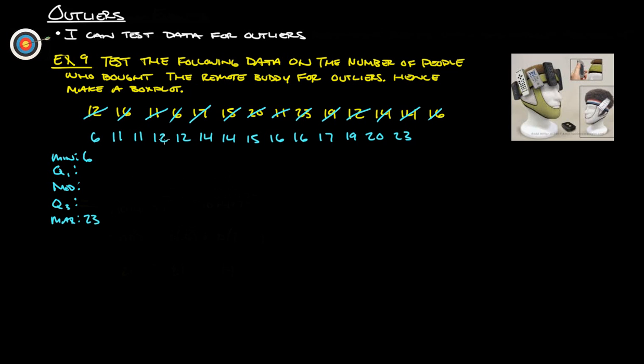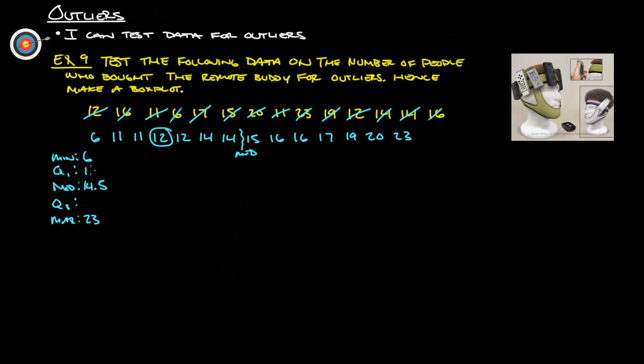Now let's see, median. We're going to have 1, 2, 3, 4, 5, 6, 7. So right here is going to be the median. That's the average of 14 and 15, so that's 14 and a half. There are 7 pieces of data here, so there's going to be 3 below, 3 above. So it's going to be that number right in between those 3 pieces of data.